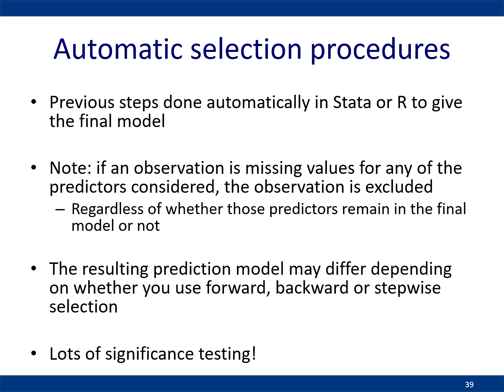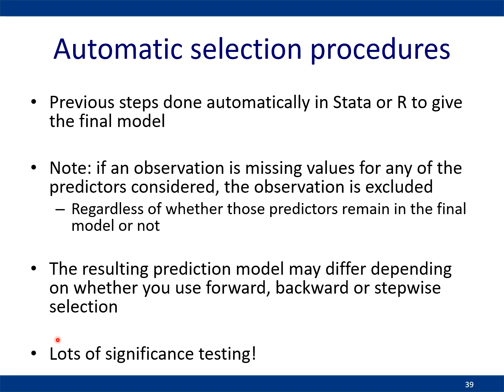And although there's a lot of testing that takes place when we run these automatic selection procedures, because they're based on criteria for entry and exit into the model, they're really simple to run in statistical software packages like Stata or R, where they simply perform the series of hypothesis tests and give you the final model. It's also worth noting here that if some observations have missing values, they would be excluded from the sample for the variable selection, regardless of whether that predictor with the missing value actually ends up in the final model or not. So this is just a word of caution.